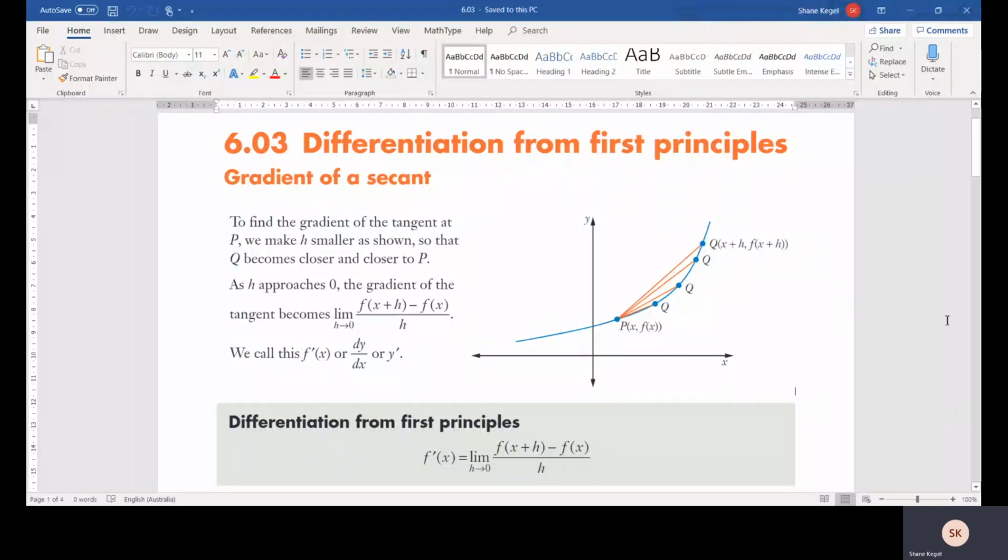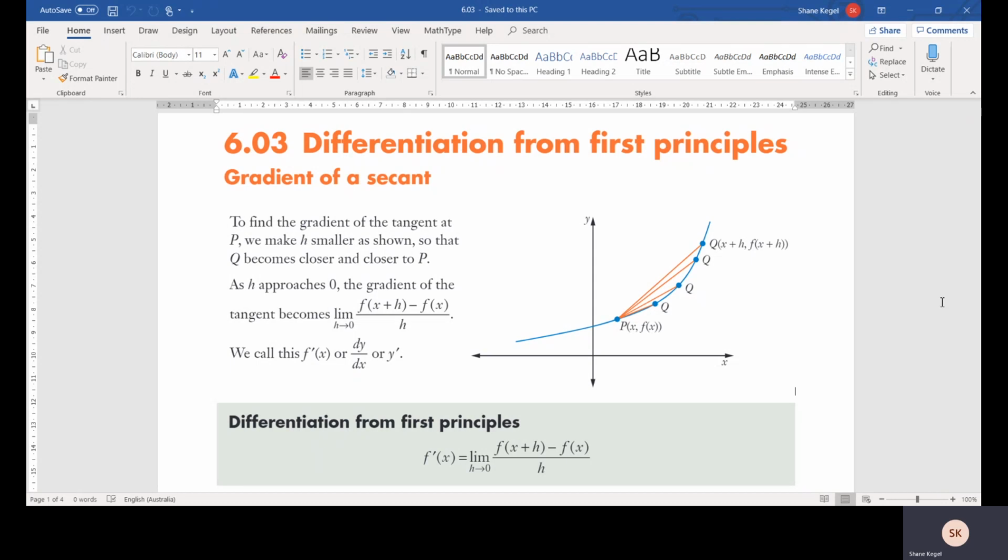All right, starting to look at 603, which is differentiation from first principles. Basically, we're looking at how we derive the gradient function. To find the gradient of the tangent at point P, we look at point P, which is a fixed point on our curve, or on our function. We make h smaller as shown.